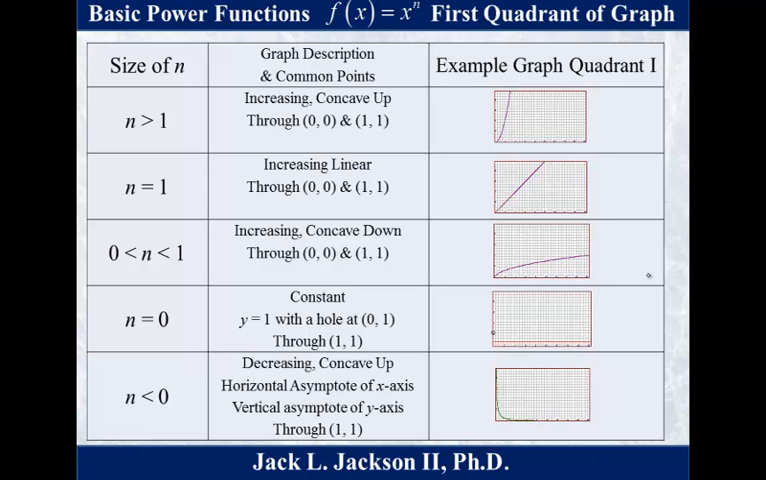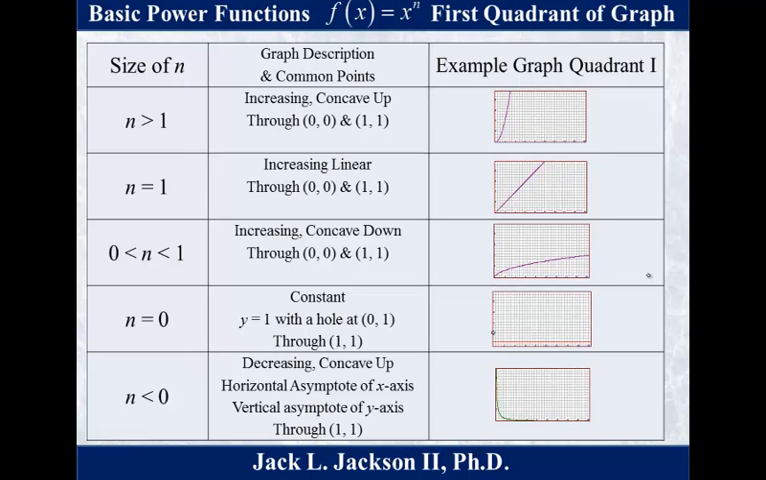If n is negative, let's start down at the bottom, then we have a vertical and horizontal asymptote of the y-axis and the x-axis respectively, and so this is decreasing and concave up in the first quadrant. So they all look more or less like this when they have negative powers. They do go through the point (1, 1), and then they look kind of like this graph down here.